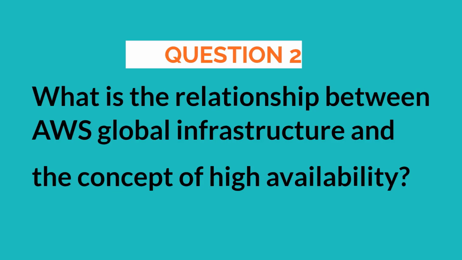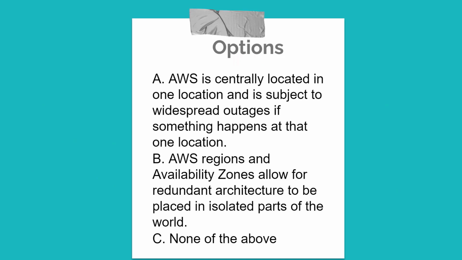Question 2. What is the relationship between AWS global infrastructure and the concept of high availability? Option A. AWS is centrally located in one location and is subject to widespread outages if something happens at that one location. B. AWS regions and availability zones allow for redundant architecture to be placed in isolated parts of the world. C. None of the above.